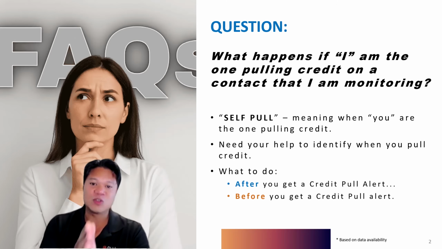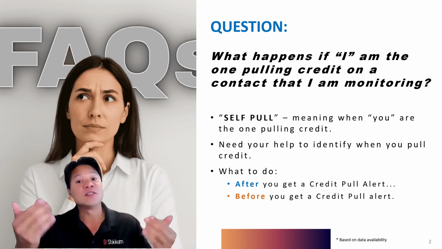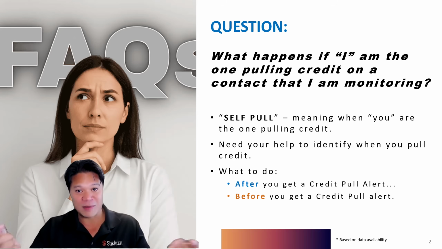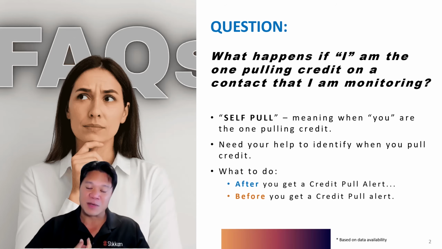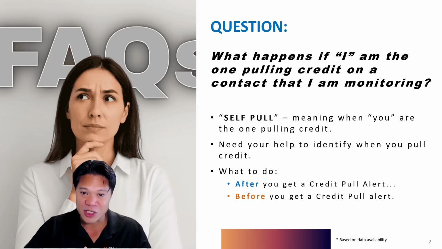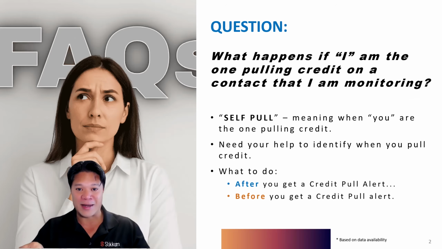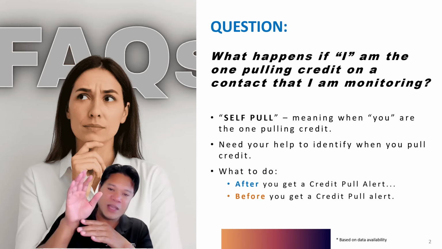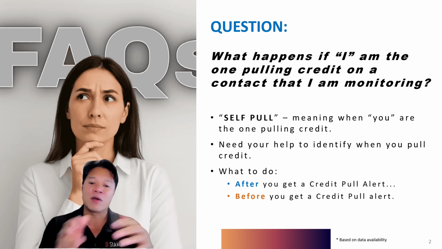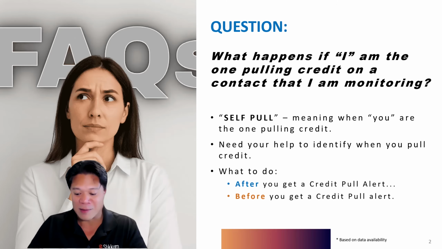Let's take a look at it from two different sides. One, maybe you've already received the alert. So this morning I received some alerts from Stikkum. I looked down those alerts. Looks great. One of those happens to be the one I pulled credit on and submitted an application on yesterday. What do I do? Okay, we'll talk about that right now. Right after that, let's talk about the second part: is there any way I can prevent that? Is there anything I can do proactively before I get the alert?